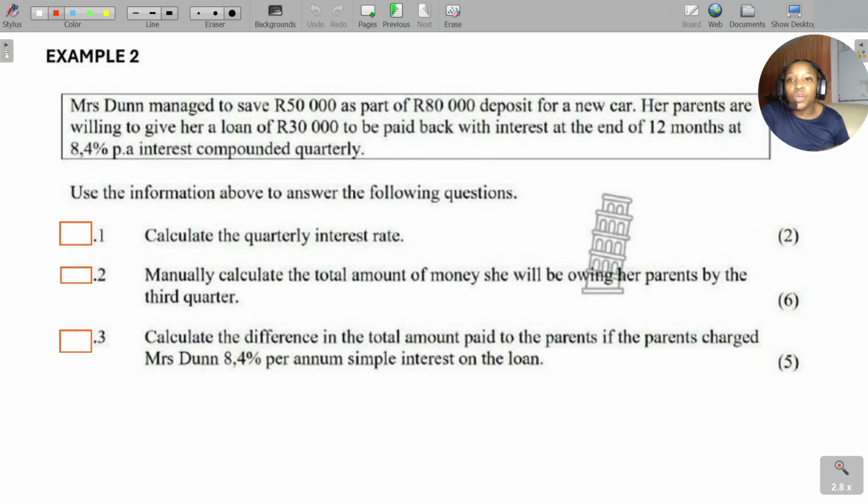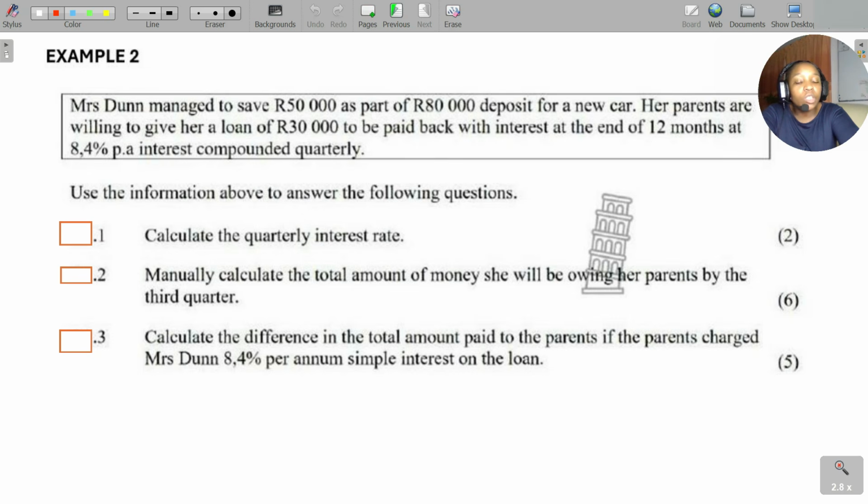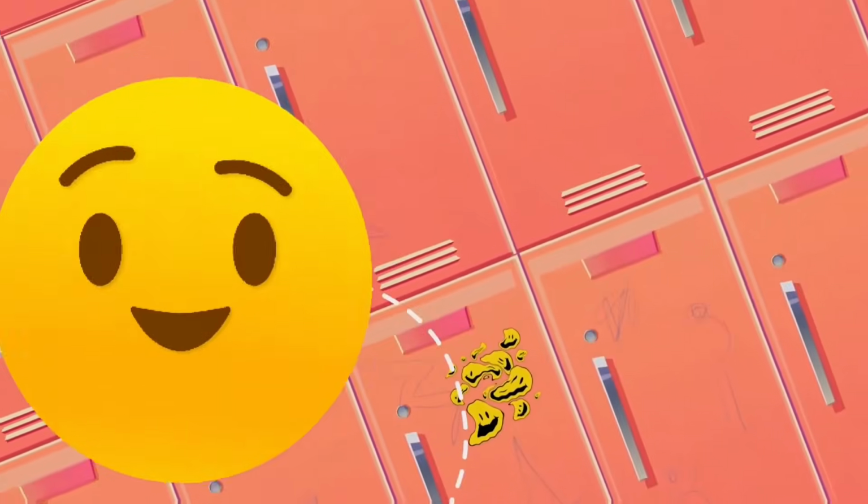So on today's video tutorial, we are still doing compound interest calculations. However, in this question, we're going to be looking at what we basically need to do if we are told that the interest is compounded quarterly. So please make sure that you watch this entire video tutorial so that you see what you need to do in this given situation.